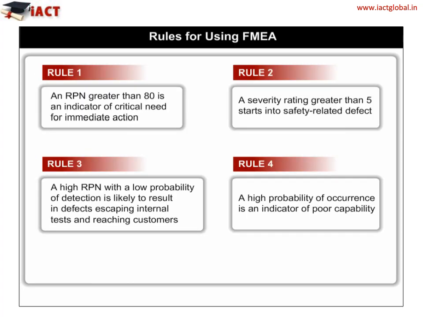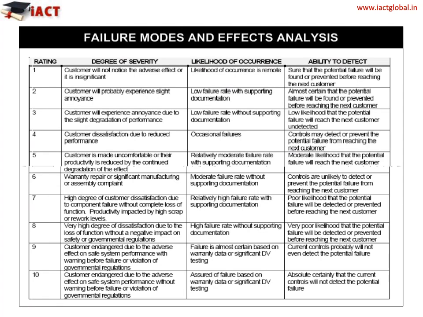Rules for using the FMEA. Some practical rules for using the FMEA. An RPN greater than 80 is an indicator of a critical need for immediate action. A severity rating of greater than 5 indicates a safety-related defect. A high RPN with a low detection indicator is likely to result in defects escaping internal tests and reaching customers. A high occurrence rating is an indicator of poor process care.